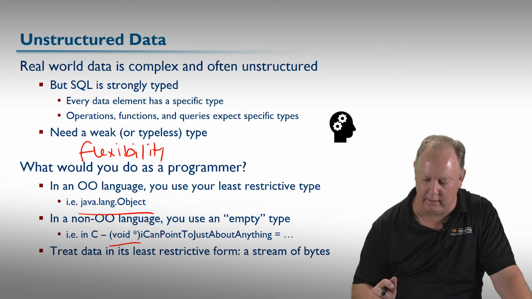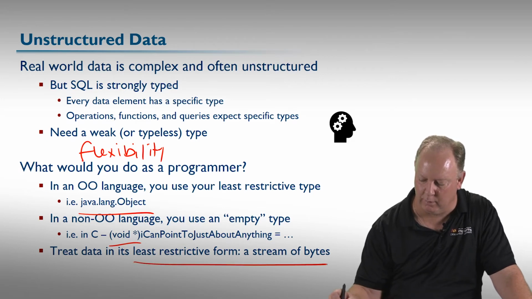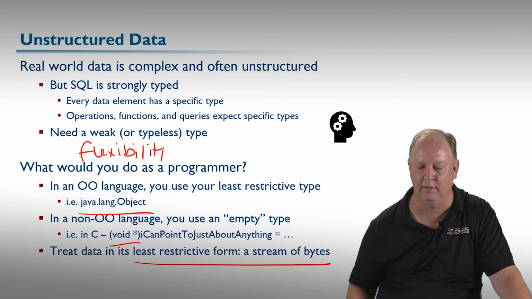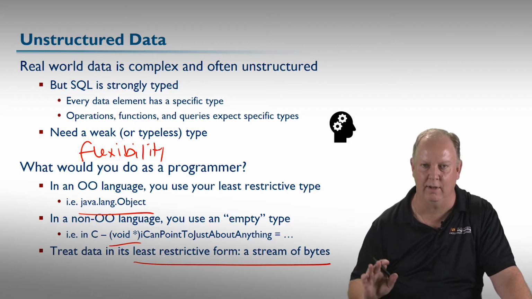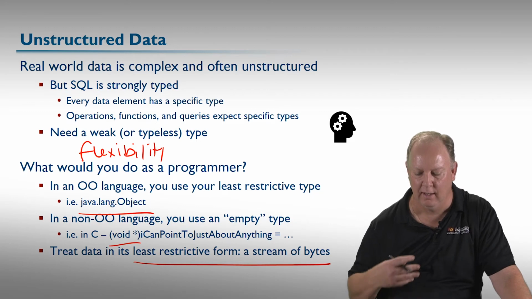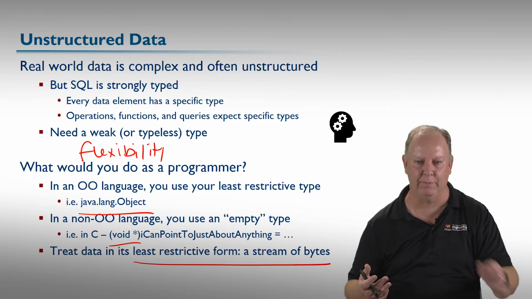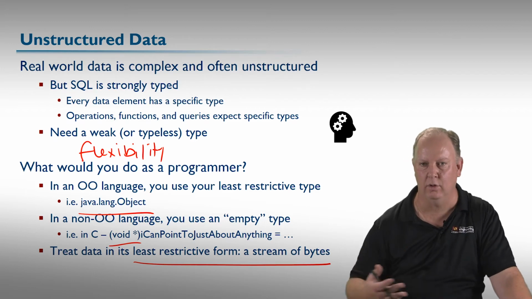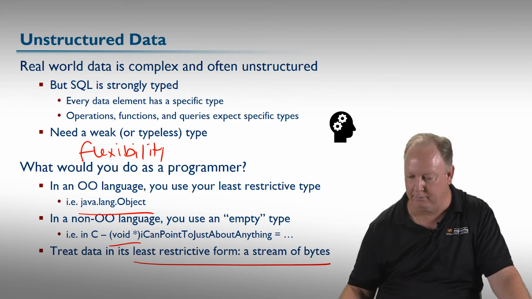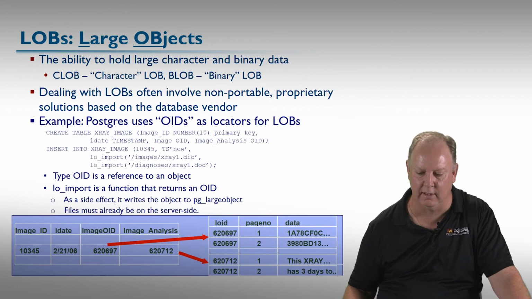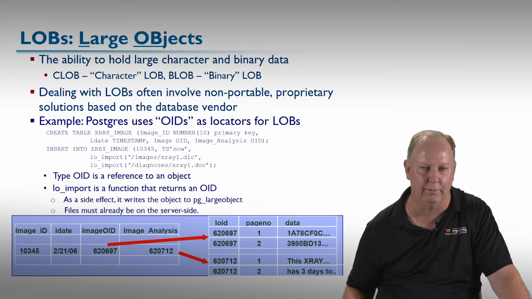We want to treat data in its least restrictive form, a stream of bytes. Unstructured means all we have is a stream of bytes. We don't have that metadata associated, we don't have the typing information associated with it. And what we want to provide in the database is a way to store that stream of bytes with little or no interpretation of what those bytes mean. So the way that evolved, I should say, in a relational database is to use something called a large object, or LOB.